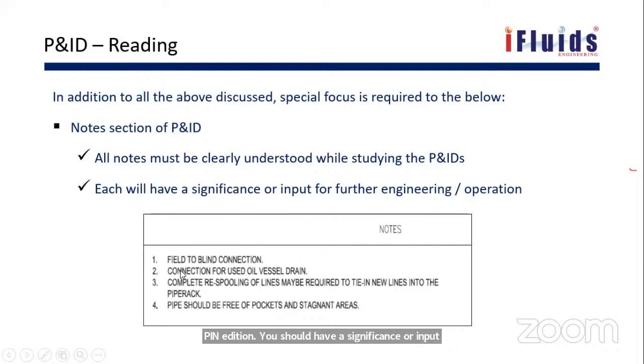Okay, feed to blind connection for used oil drain. So those things, whatever the process engineer feels, we need to communicate. That means to the next discipline and to the plant team, the operation team, all those things will be captured here.